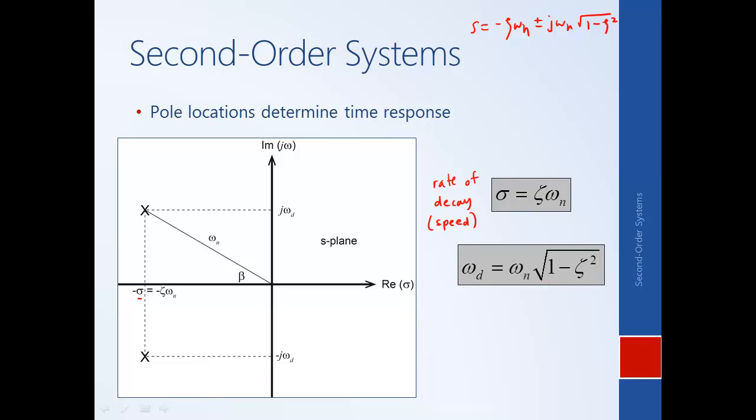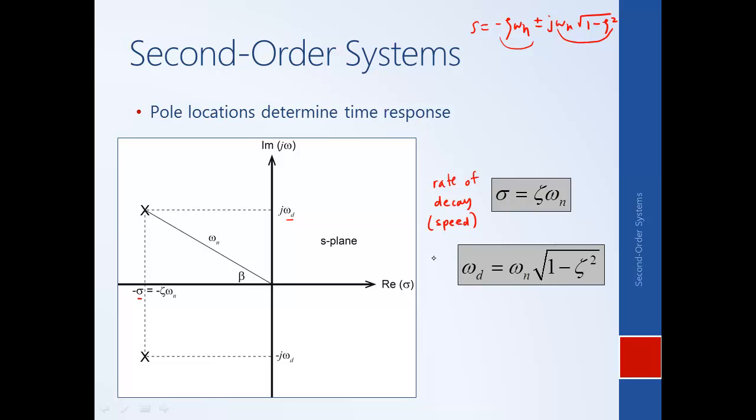The imaginary portion is called omega d. So this is the real portion. This is the imaginary portion. The real part is plotted on the horizontal axis. The imaginary part is plotted on the vertical axis.